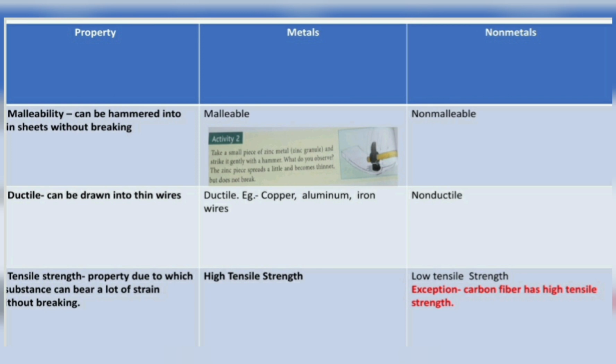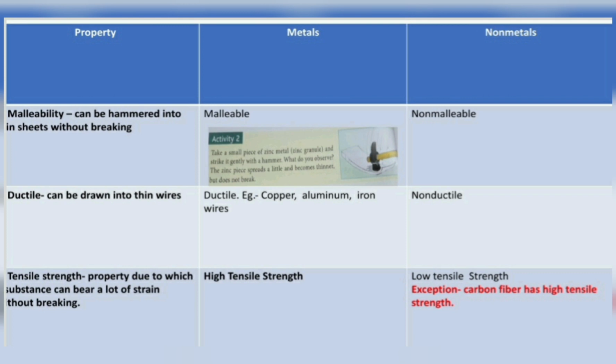The next is ductility. Ductility is the property by which metals can be drawn into thin wires without breaking. For example, we can have copper wires, aluminium wires, iron wires. These all show that metals are quite ductile, whereas non-metals are non-ductile. That means you cannot draw them into thin wires. They will break down on stretching.